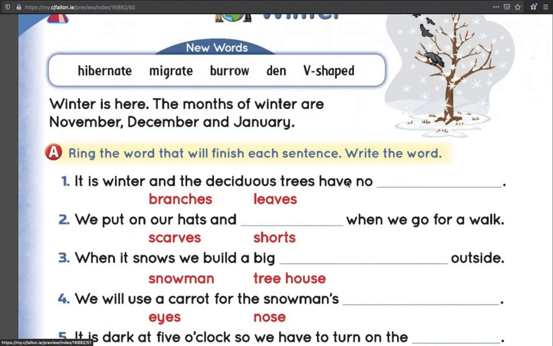When you go for a walk, you will see oak trees, ash trees, all of the trees that have leaves are deciduous trees. And then evergreen trees or conifers are the types of trees like Christmas trees that don't have leaves, they have needles instead. So deciduous trees are trees that have leaves. So it is winter and the deciduous trees have no branches or leaves.